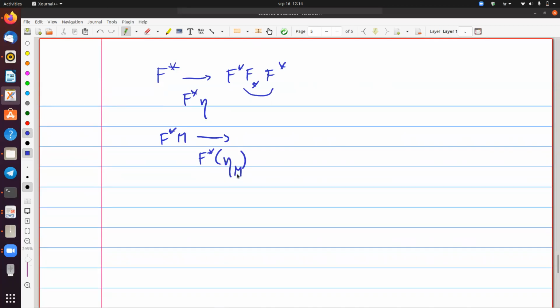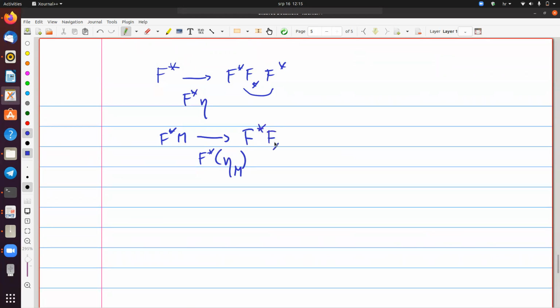This is the component of the natural transformation eta at M, and I will say next time what this is. I mean, you can figure out what these are in the case of étale spaces, etc. This epsilon and eta are easy to construct. Just work in terms of sections, and you will get them immediately.